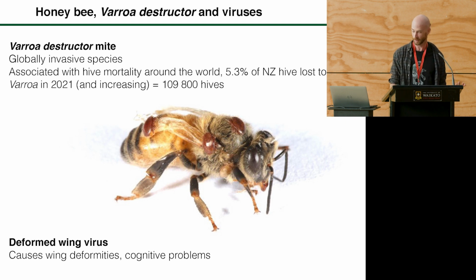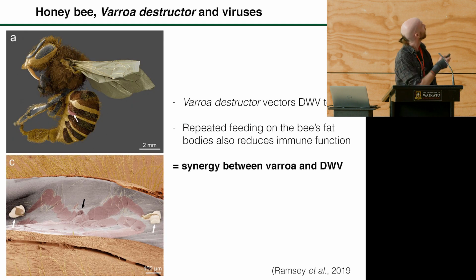So Varroa destructor generally lodges itself on the side of the bee. You can see it, there's an arrow here. It attaches itself on the side of the bee and repeatedly feeds through these feeding holes. By doing that, it vectors deformed wing virus to the bees, and also by feeding on the fat bodies, which have an immune function in insects, it lowers the immune function and potentially increases the infection by deformed wing virus. So it's kind of a recipe for disaster for the bees, having these two threats working together.